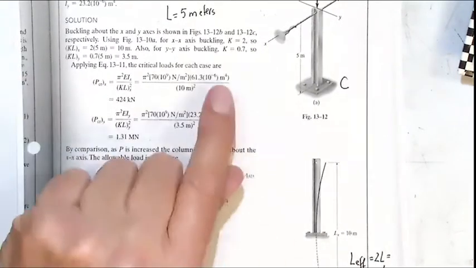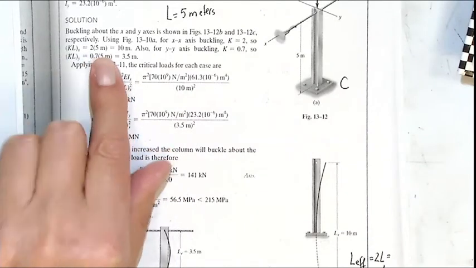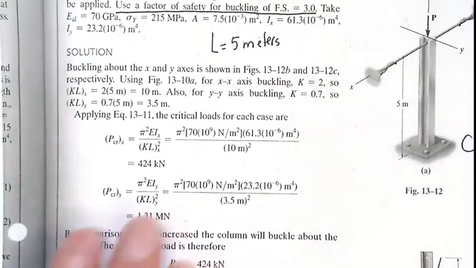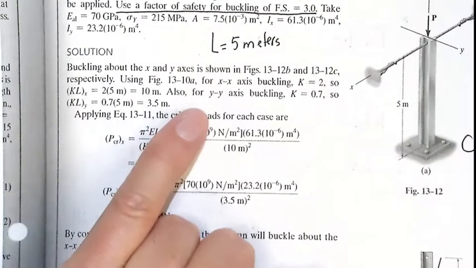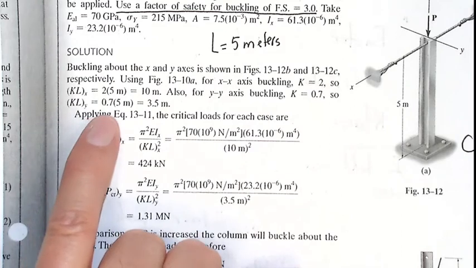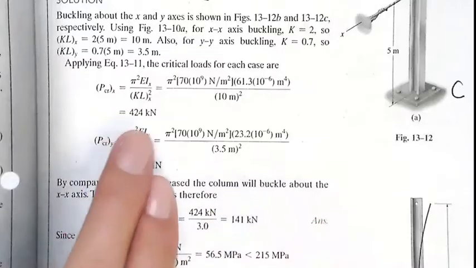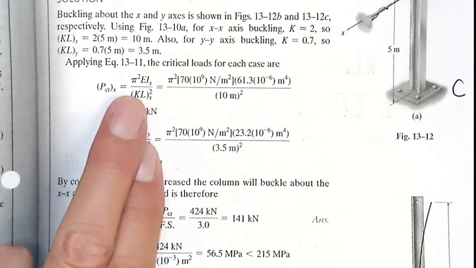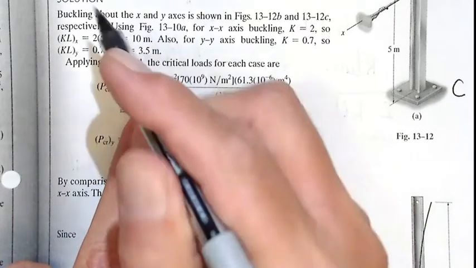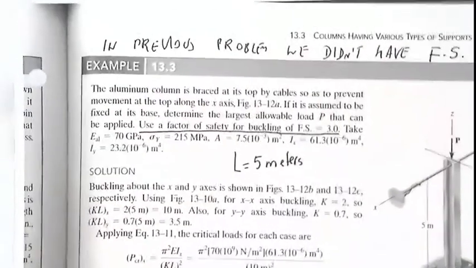Okay, that is XX buckling. K equals 2, so that KLX equals 2 times 5 equals 10 meters. For YY axis buckling, K equals 0.7. So KLY equals 0.7 times 5 equals 3.5 meters. So then we get, please, the following buckling loads. Pi squared EIX over KLX squared. So material E of aluminum, modulus of elasticity of aluminum equals 70 gigapascal.